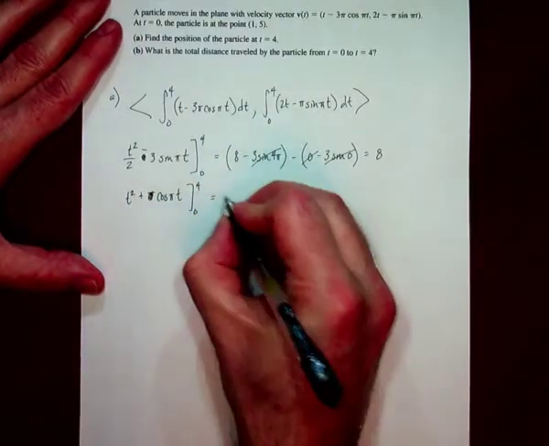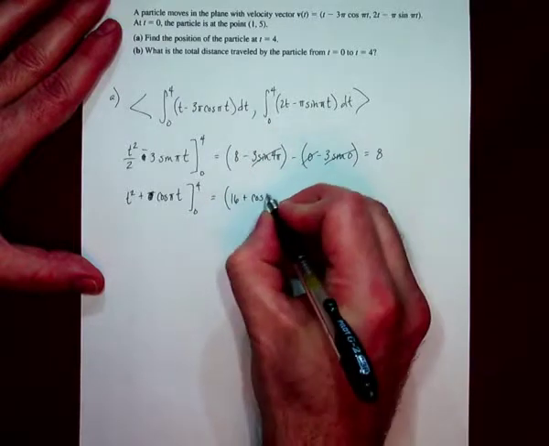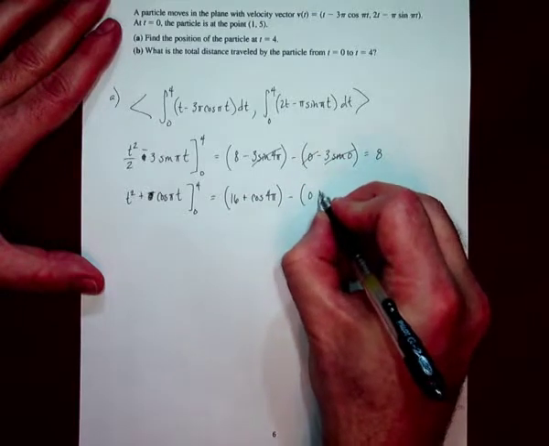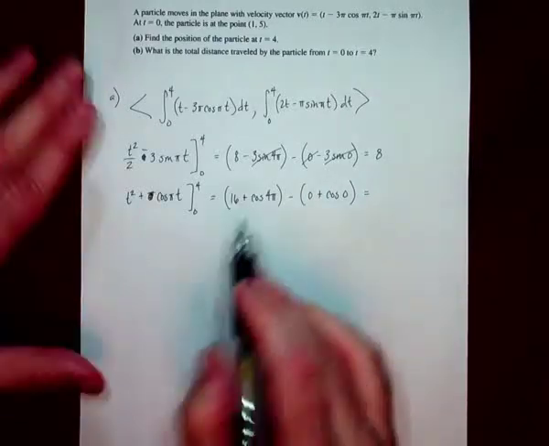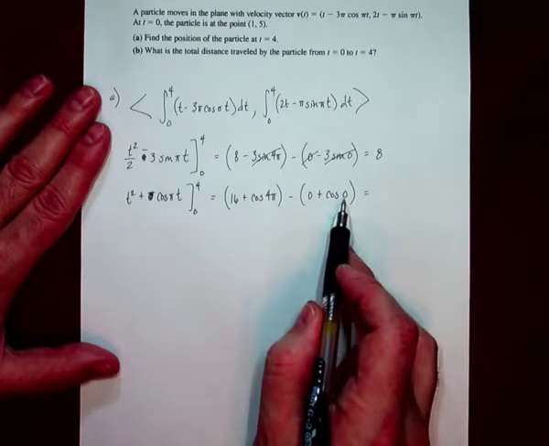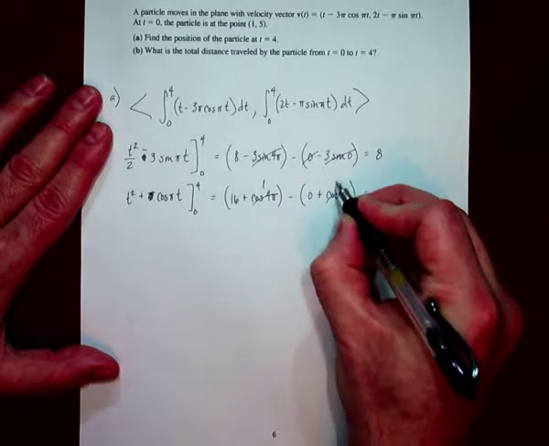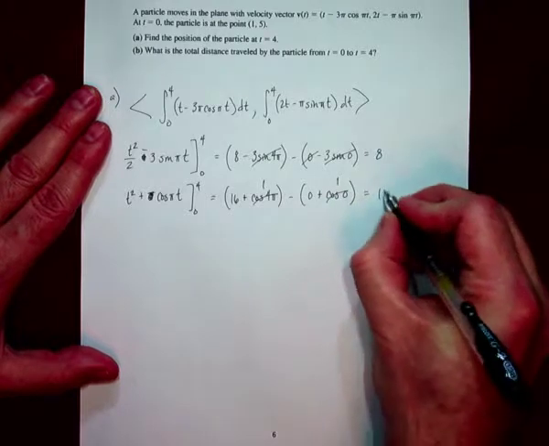Okay, let's go ahead and plug in. I'm going to get 16 plus cosine of 4 pi, and then I'm going to get 0 plus cosine of 0. Now, 4 pi is, of course, coterminal with 0, so this right here is 1. This right here is 1. You're going to get 16 plus 1 minus 1, or just 16.